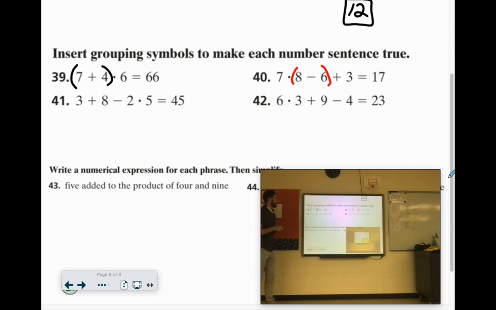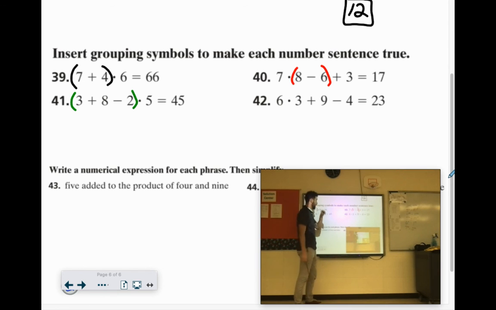These are tough ones. All right, now this, we would do multiplication first. 3 plus 8 is 11, minus 10 would be 1. So let's kind of think backwards. We know at the end we're going to be multiplying by 5 to get 45. What times 5 gives us 45? It's 9 times 5, right? So can we make the left side of this come out to 9? Yeah, it does come out to 9. 3 plus 8 is 11, minus 2 is 9. So if we put parentheses around those 3, we're gold.